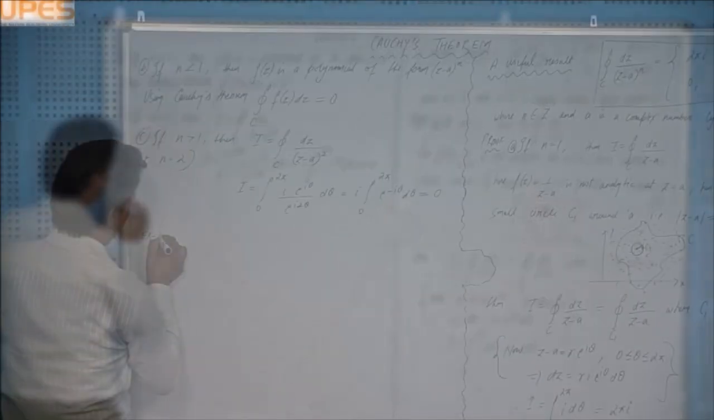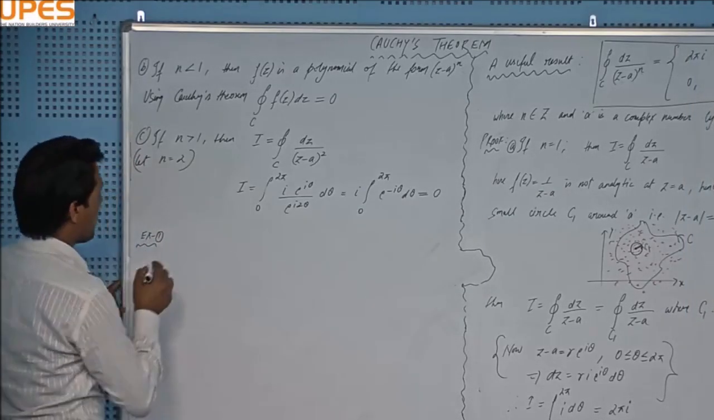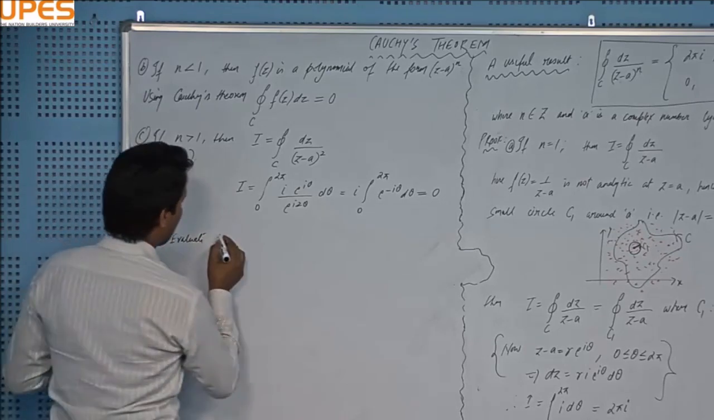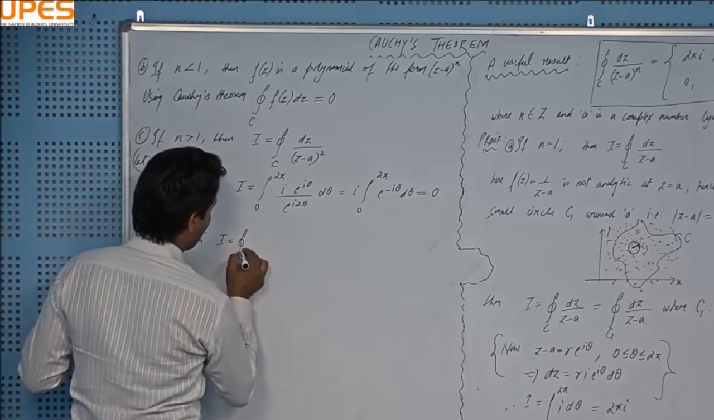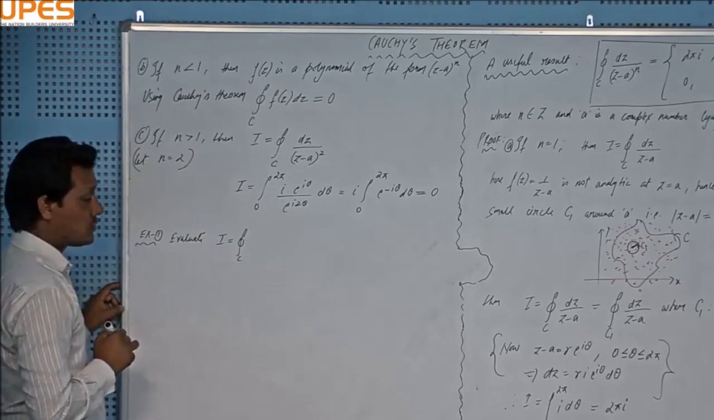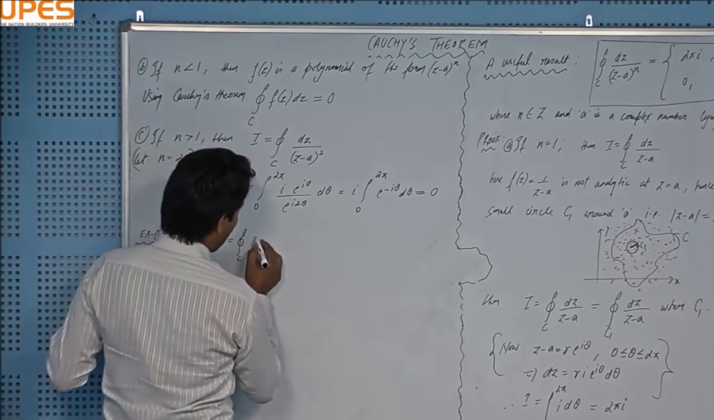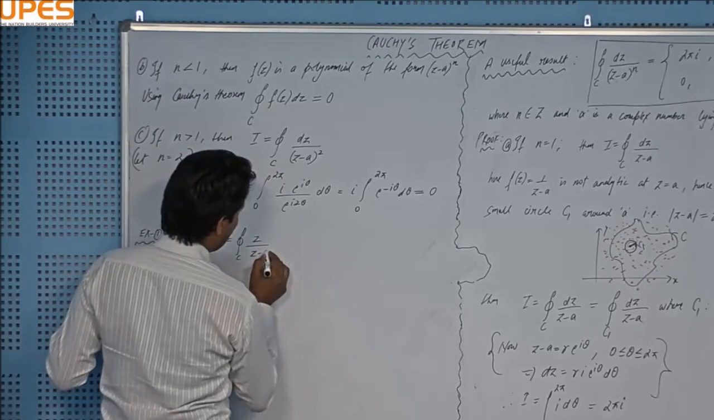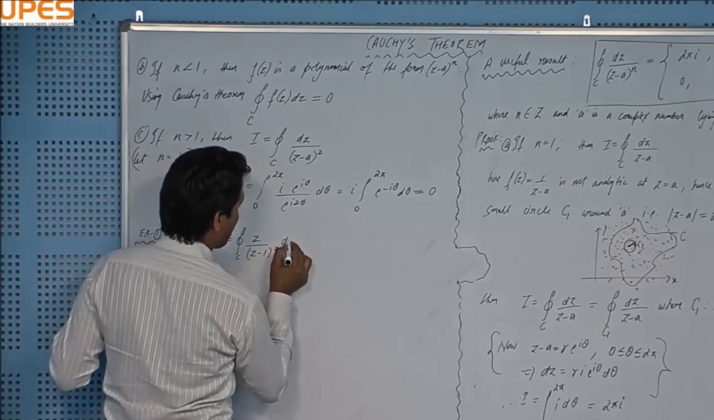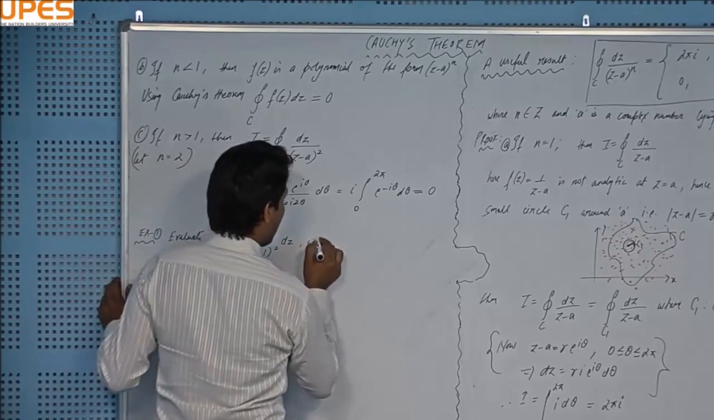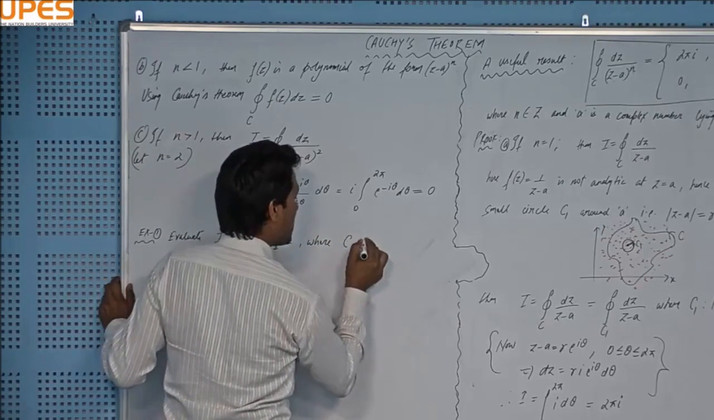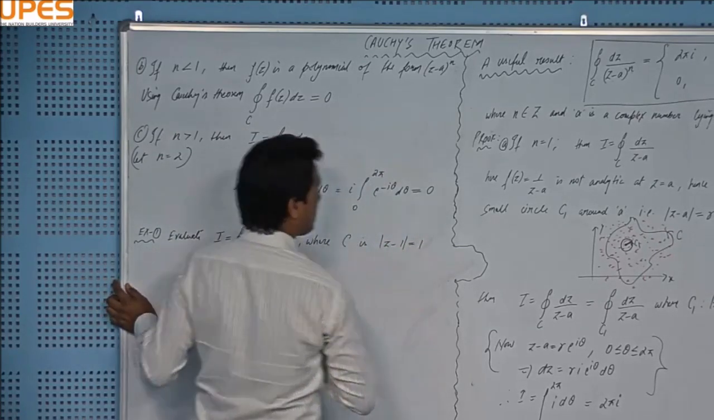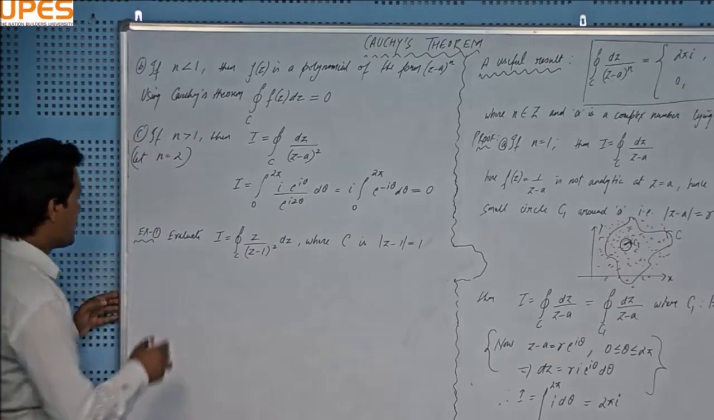Example number 1. Evaluate I equal to the integral along closed curve C of z over (z minus 1) whole square dz, where C is mod of z minus 1 equal to 1. Fine. Solution.